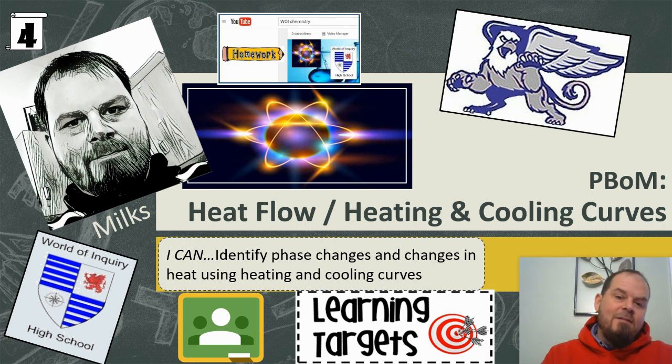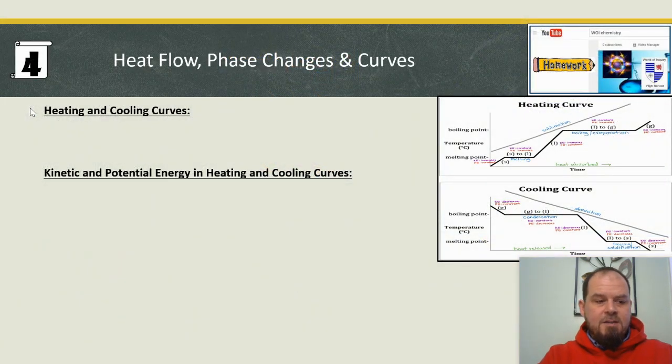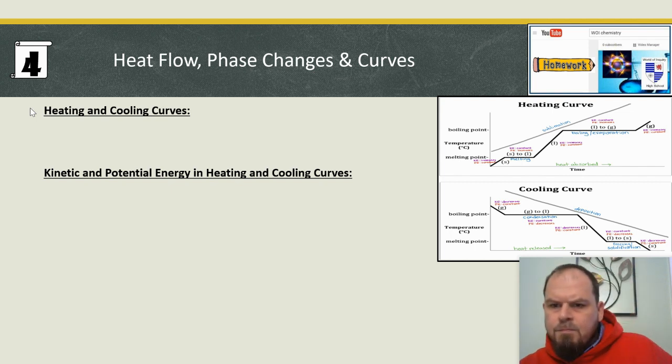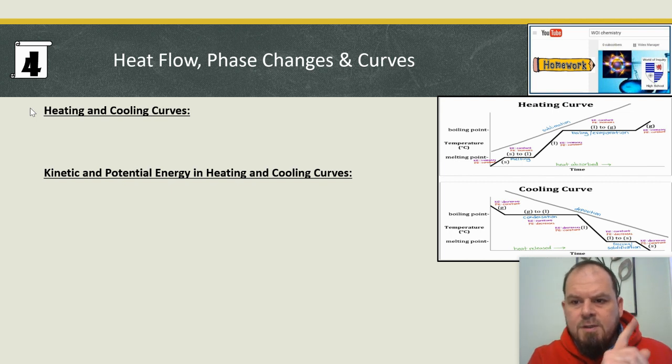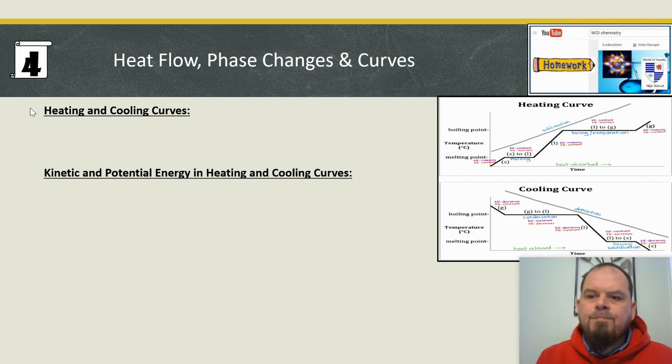So I can identify phase changes in heat using heating and cooling curves. Basically, this is going to be the task. Well, you need to be able to draw these two pictures perfectly. And notice they are always set up as 3 slants and 2 flats, right? So there's a heating curve, starts low and goes high. There's a cooling curve that starts high and goes low. That's really the bulk of it.